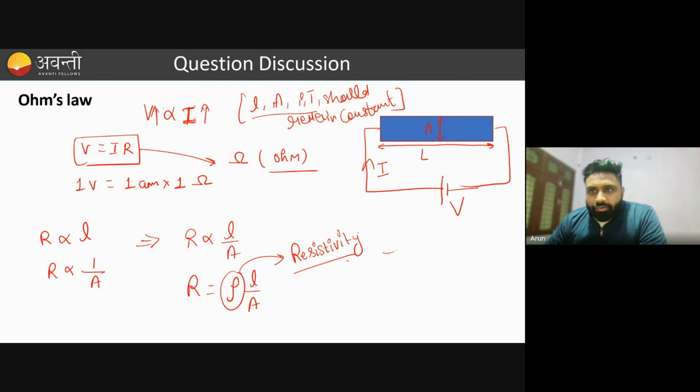Okay. What do we have to do to measure the resistivity? We will keep the resistance 1 ohm. We will take 1 meter length of that conductor, 1 meter square of area, and 1 ohm resistance. Then we will calculate how much resistivity is provided. This is just for your knowledge. This formula is very important: R equals rho L upon A.